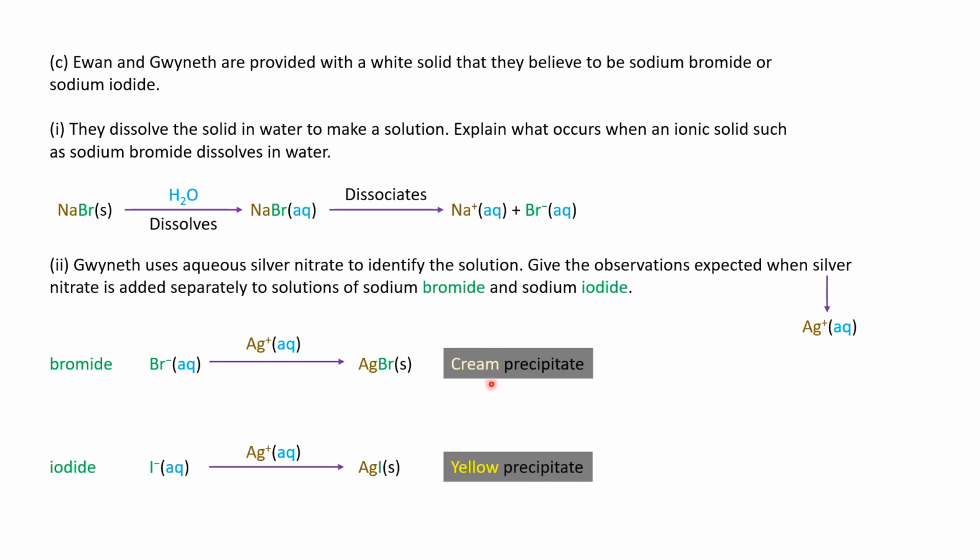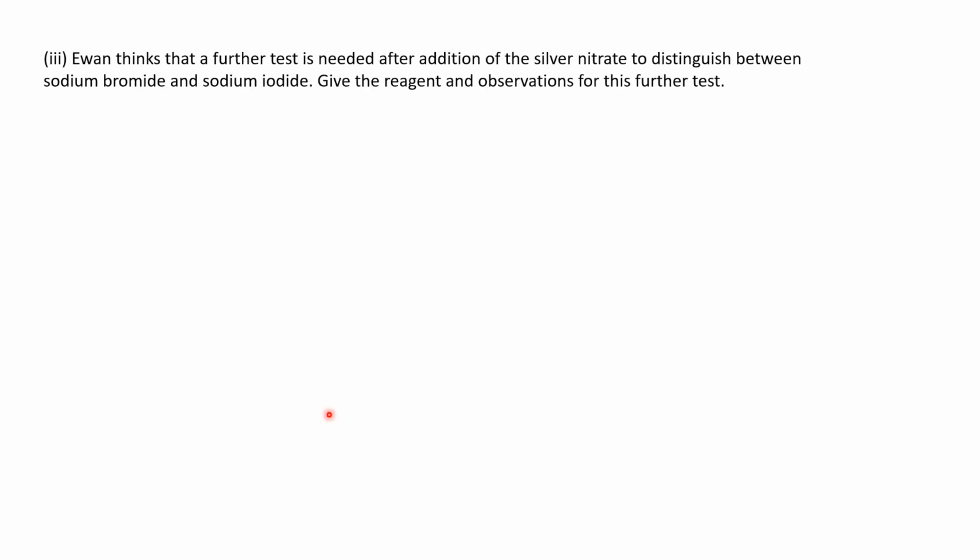I've never personally thought much about the whole cream bit. Yes, if you compare it to, say, silver chloride, which GCSE and A-level describe as white, you can see the difference, but cream all by itself is tough to tell, while the yellow is very, very distinctive. Now, Ewan thinks a further test is needed to distinguish between bromide and iodide. I would argue against that because cream versus yellow is very easy to tell.